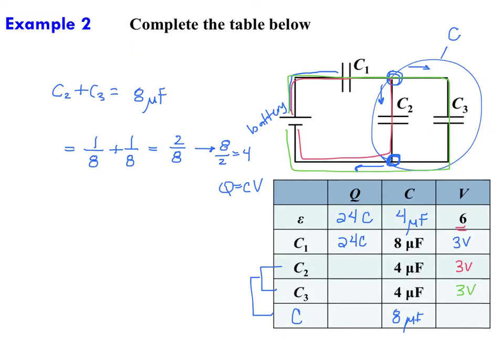And then you can solve for your charge. Here, 4 times 3 is 12, and 4 times 3 is 12. Again, you can see that these two charges are going to add up to 24. It makes sense because my charge you can think of as actual electrons. So when I get to a junction and that charge splits, I need to make sure I have that same charge at the end, my total.